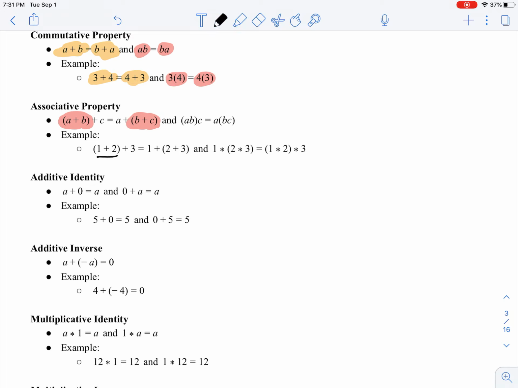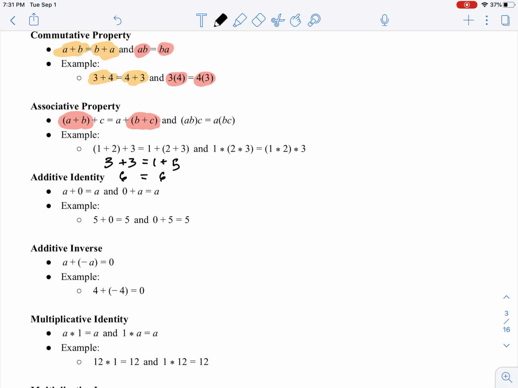1 plus 2 plus 3: 1 plus 2 is 3, plus 3 equals 6. And 1 plus the parentheses 2 plus 3, which is 5. So I just did the parentheses first. 3 plus 3 is 6. 1 plus 5 is 6. Those are equal. That is the associative property. It works.